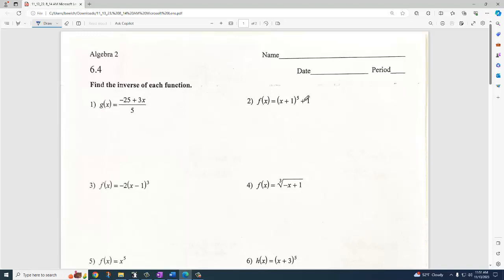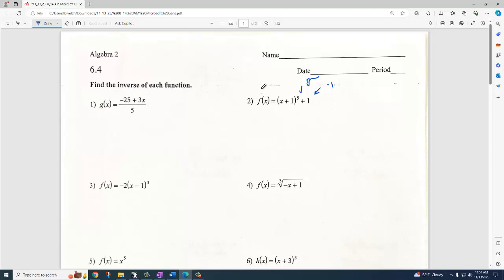So for instance, this number 2, f of x is (x plus 1) to the fifth power plus 1. To say the opposite of a fifth power, well, that's a fifth root. I know that. The opposite of adding 1 is subtracting 1. And so I could say I want to build an equation that's going to undo or simplify this equation down to x. Simplify it down where it doesn't have all this other stuff around it.